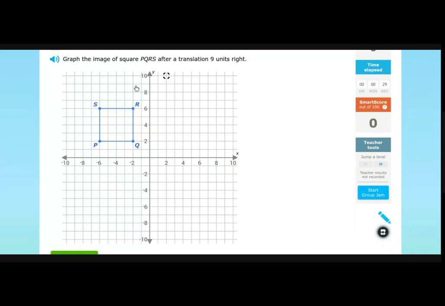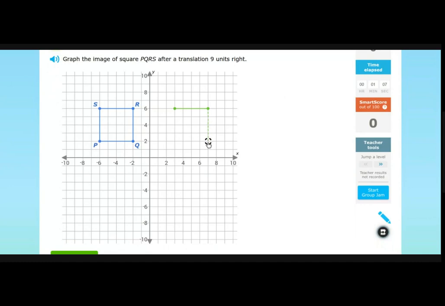This one asks you to move all of the points to the right 9 units, so we're going to do exactly that. Take point S and move it over 9 units. There's no line of reflection here, so you don't need to count to a line and then from a line. Just move each point 9 units. S prime will end up at the ordered pair 3, 6. We'll move R as well. R prime will end up at the ordered pair 7, 6.